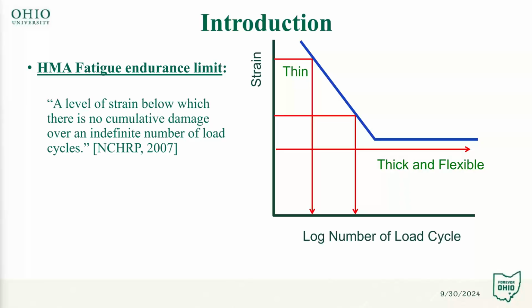As an introduction, we'd like to talk a little bit about the perpetual pavement concept. The endurance limit was started as a level of strain below which there is no cumulative damage over an indefinite number of load cycles. And this was the definition of where strain limits are for the pavement. We can see from the graph that as the number of cycles increases, we have much thicker pavements that are more flexible.